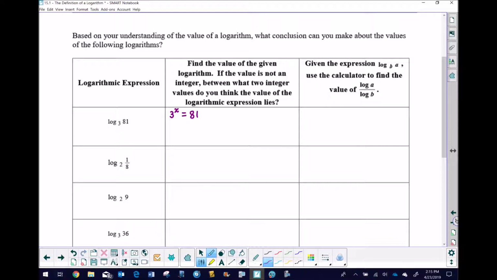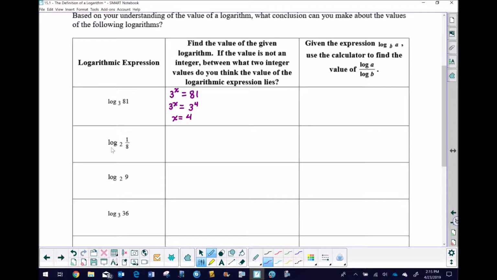Now, some students are like, well, how do you get that? Okay, it's number sense, but you could also think of it as changing the base. 81 can be written as 3 to the 4th, right? Because we have a nice base on each side that's the same, we can say that x is equal to 4. So we don't have to answer the second part of this question. Okay? Now, I'm going to wait and do the third column until we're finished. Let's look at this next guy.